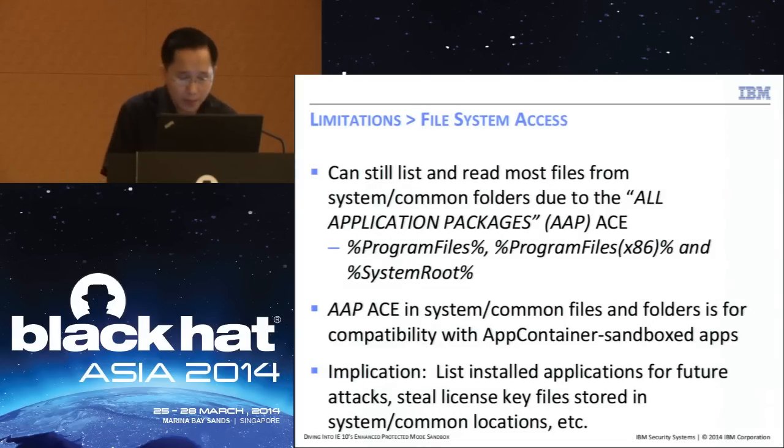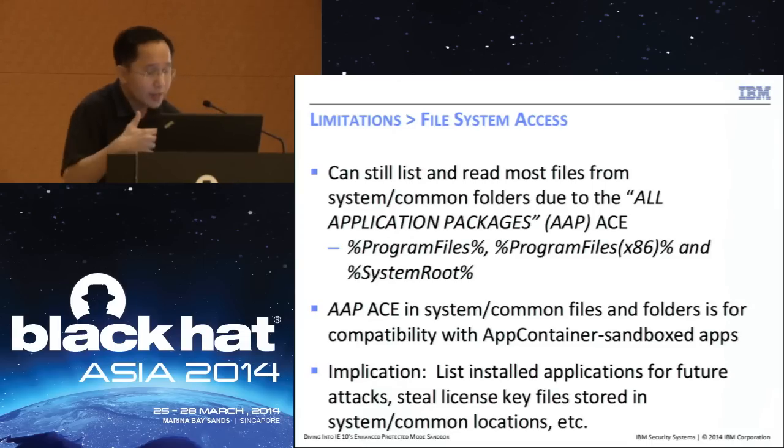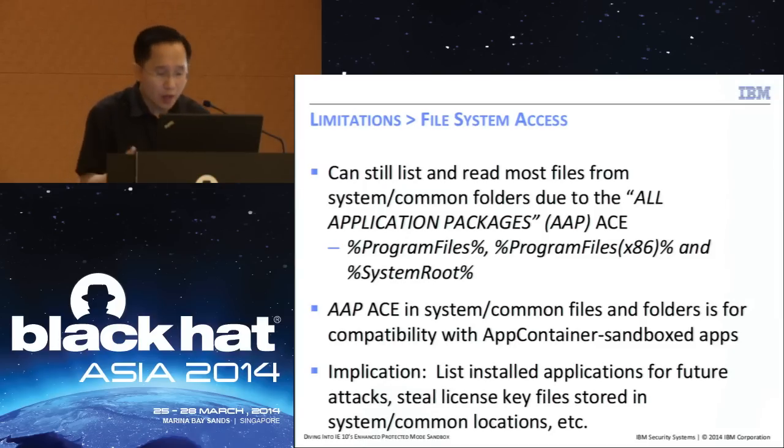So in the file system, the sandbox process can still list and read most files from system and common folders because they have a read access ACE for all application packages. The reason for the all application packages ACE in system and common resources is for compatibility with app container sandboxed applications. Because if you think about it, applications need access to certain resources, such as system DLLs and configuration in the registry keys, in order to properly launch or operate.